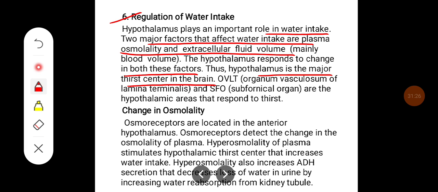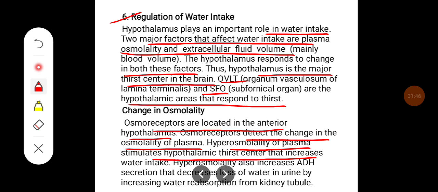The OVLT and SFO are the hypothalamic areas that respond to thirst. The osmoreceptors are located in the anterior hypothalamus. Osmoreceptors detect the change in the osmolality of the plasma. Hyperosmolality of the plasma stimulates the hypothalamic thirst center that increases water intake. Hyperosmolality also increases ADH secretion that decreases loss of water in urine by increasing water reabsorption from the kidney tubules.